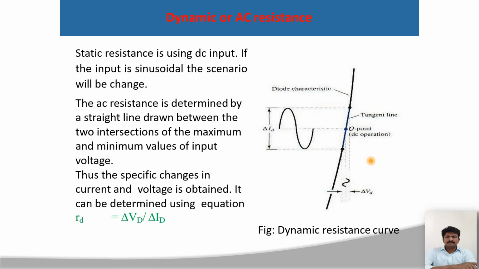What is delta VD? A small amount of change in the applied input voltage. What is delta ID? The corresponding small change in the current in the diode for the small change in input voltage VD.